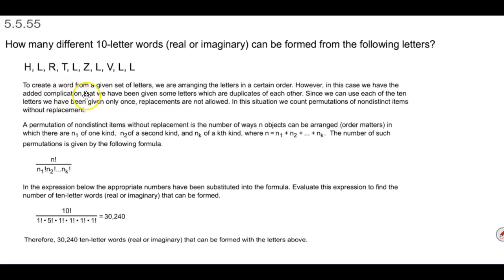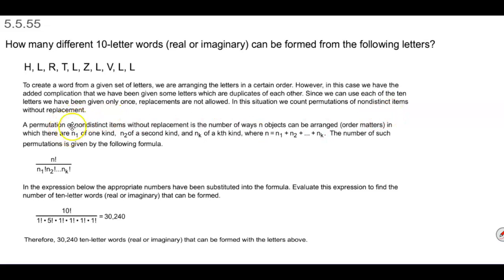Now, to create a word from a given set of letters, we are arranging the letters in a certain order. However, in this case, we have the added complication that we have been given some letters which are duplicates of each other. Since we can use each of the 10 letters we have been given only once, replacements are not allowed. So in this situation, we count permutations of non-distinct items without replacement.